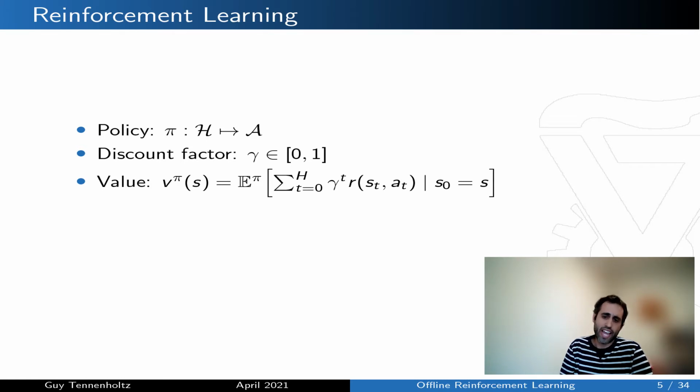Now, the discount factor gamma here controls how much weight we want to give to rewards that are near in the future than rewards that are farther away from the future. So we can choose any number between 0 and 1. If gamma is less than 1, then the horizon h here can go to infinity.